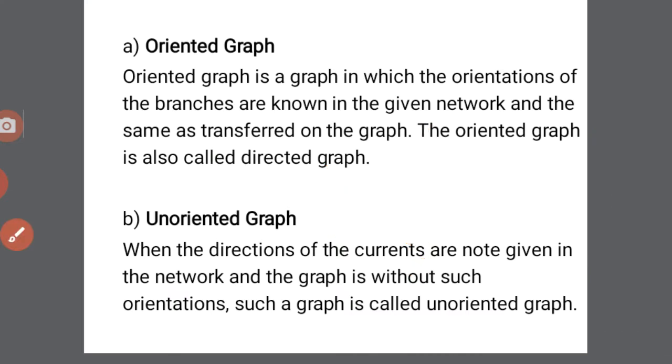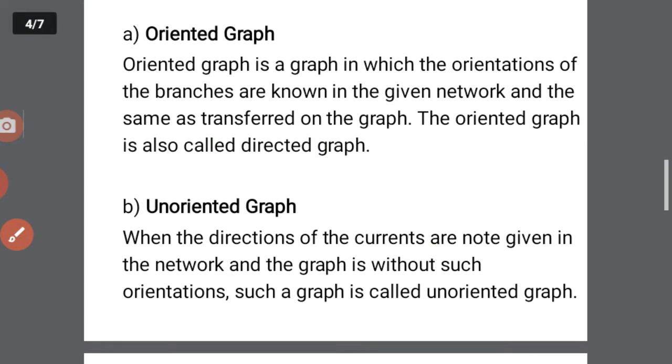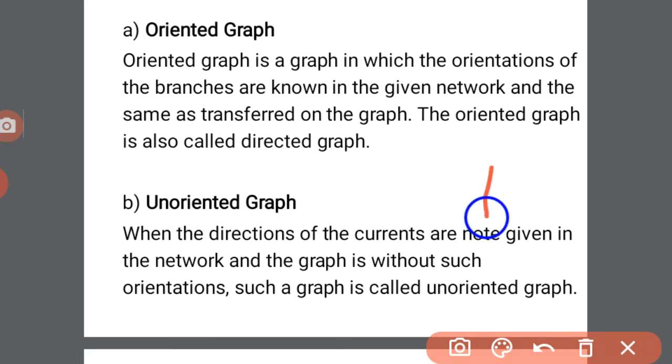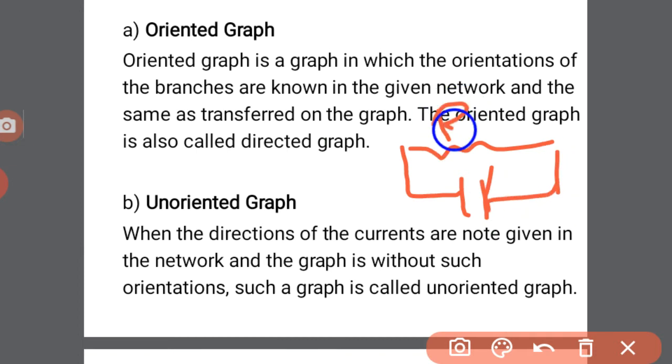Suppose the same circuit, that is a resistor connected to one voltage source. Here there is no representation of the current direction. So when we draw the graph between nodes A and B, there is no path direction for the current flowing direction. That is called the unoriented graph.